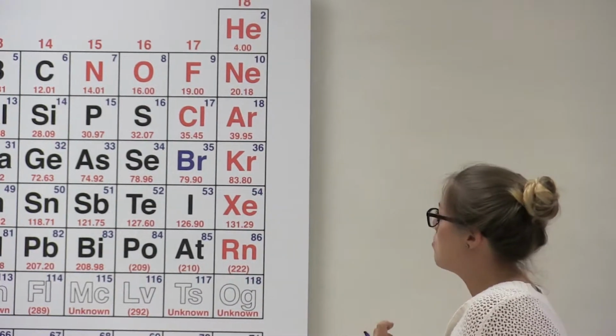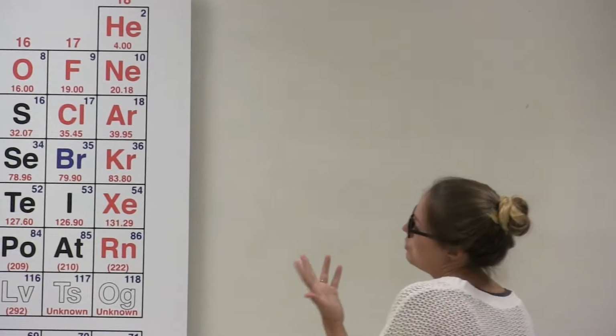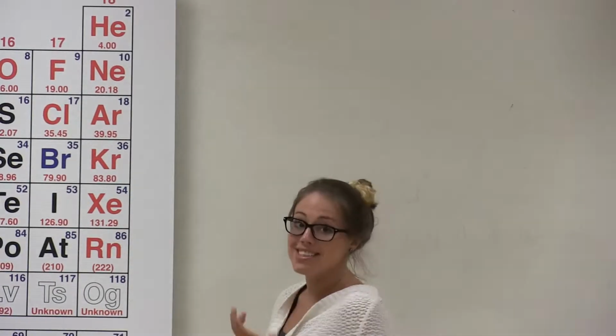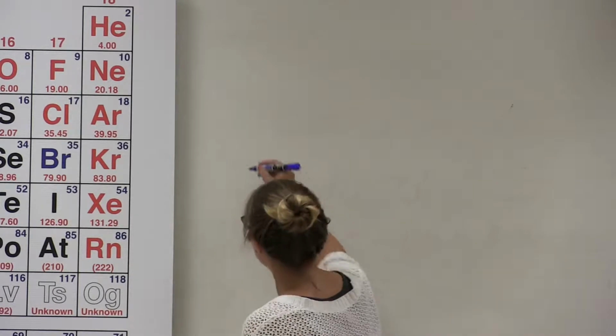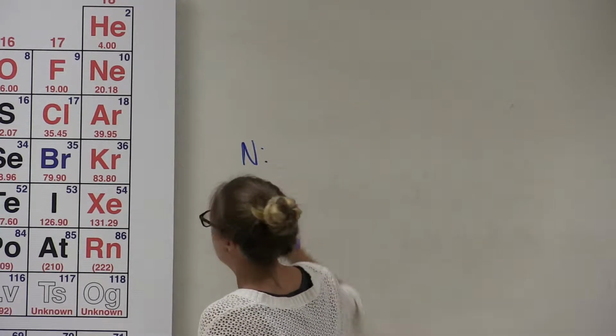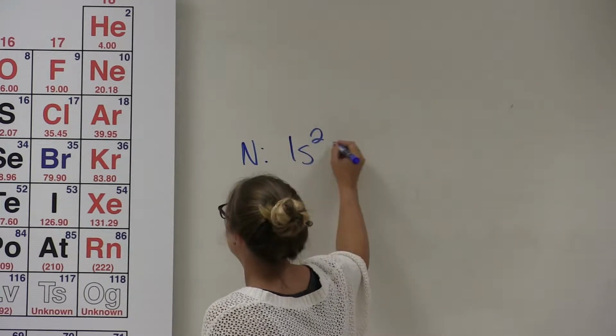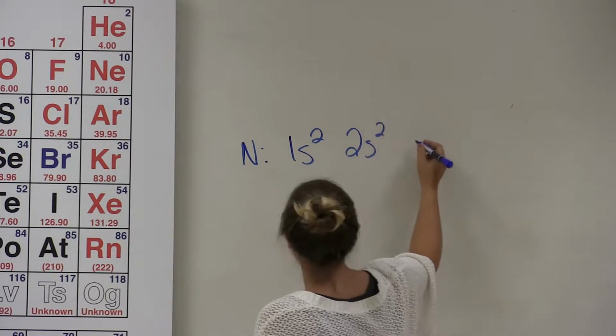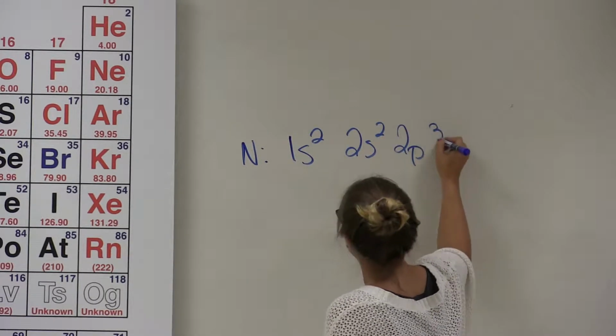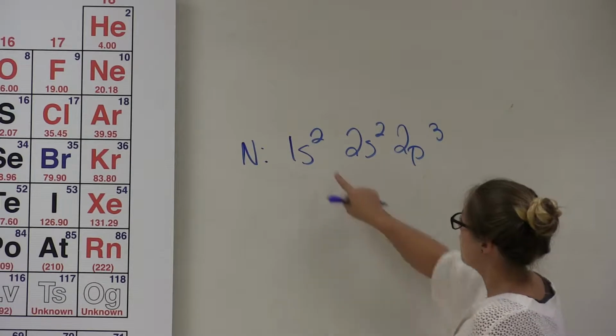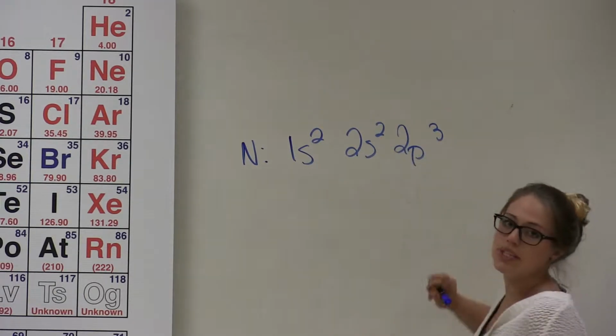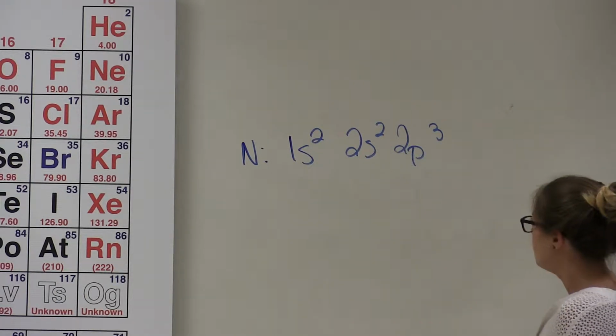So if we do something simple, such as nitrogen, we know nitrogen has 7 electrons. If we were to draw the electron configuration for nitrogen, we would get 1s2, 2s2, 2p3. Okay, we know we need to have a total of 7. 2 plus 2 is 4, 4 plus 3 is 7. So we've got 7 electrons.